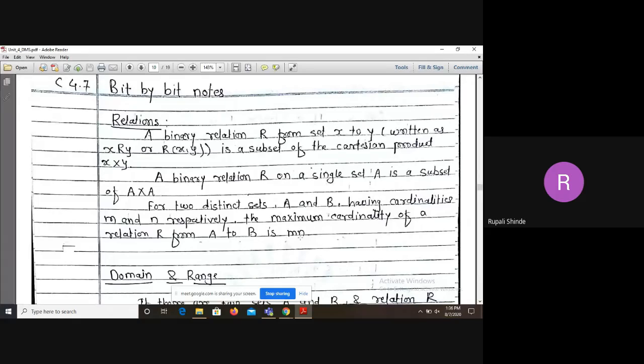So this is the formula for the same. You can take note of this. Just take down the definition of relations and how we can find the maximum cardinality of any relation, and that formula is m into n.